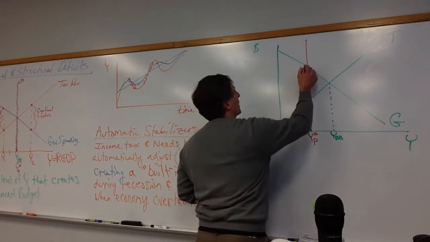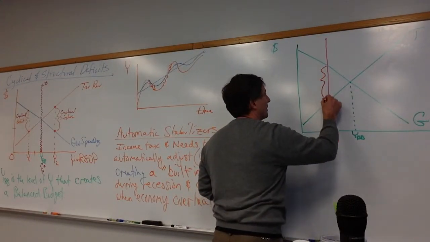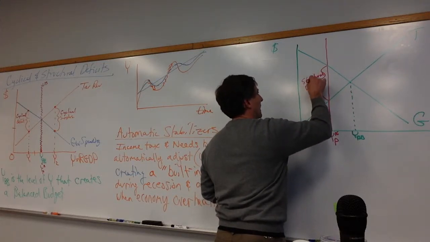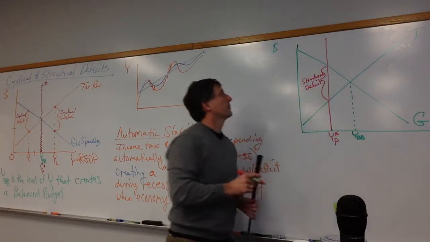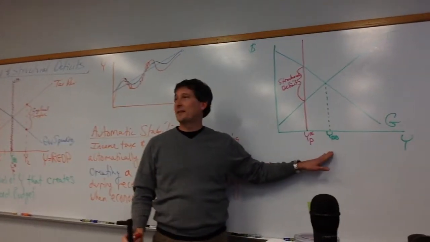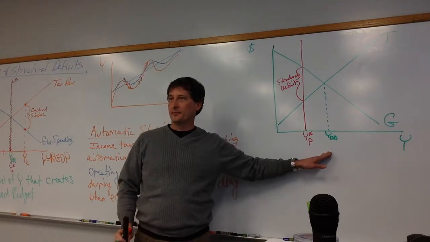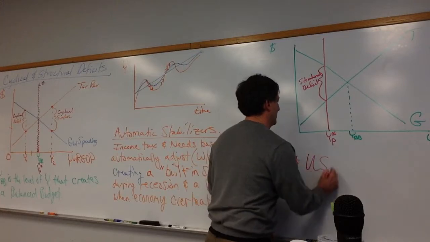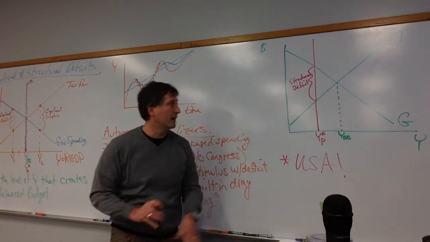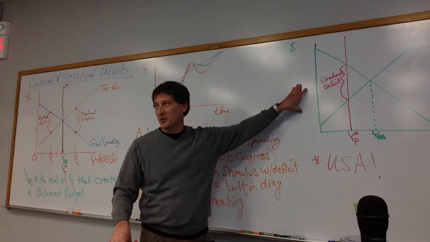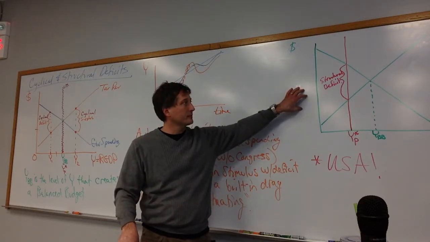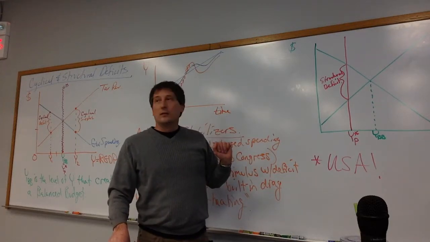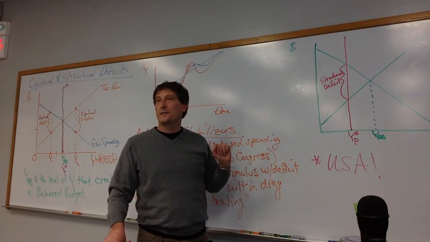And so we call it a structural deficit. A structural deficit. A deficit that's not going away. This is the U.S. At least the last 30 to 40 years, our picture looks like this one. Okay, questions on that?